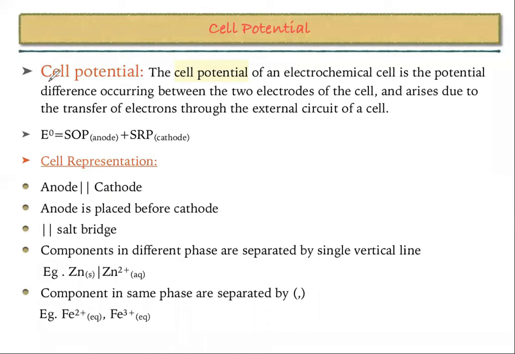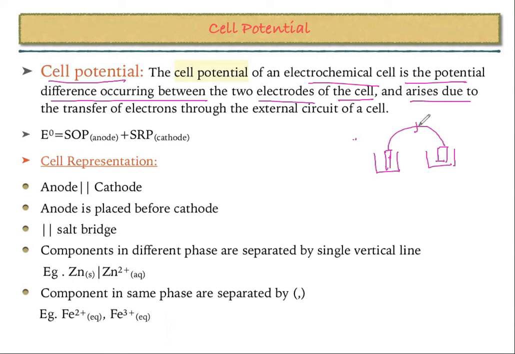So next we'll discuss cell potential. As we know, on the left hand side and right hand side, two electrodes are present which have different potentials. Cell potential basically tells about the potential difference that occurs between the two electrodes of the cell and arises due to the transfer of electrons through the external circuit. As we have discussed, electrons transfer from anode to cathode, right? So this creates a potential difference, and due to that potential difference, we call it the cell potential, okay?